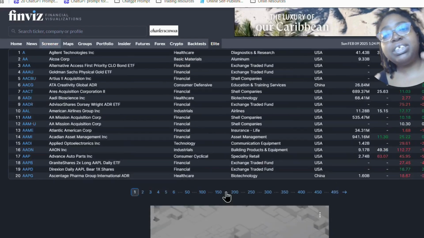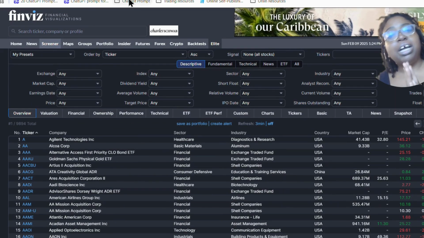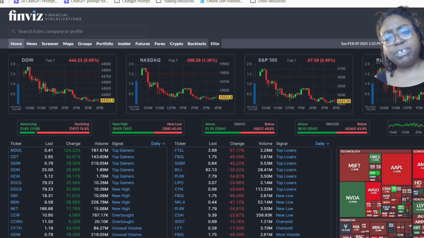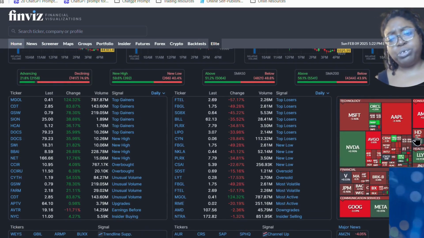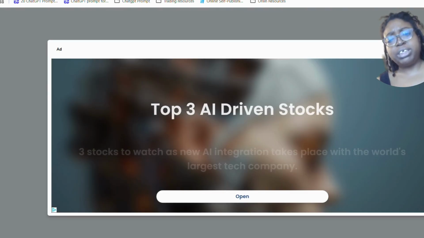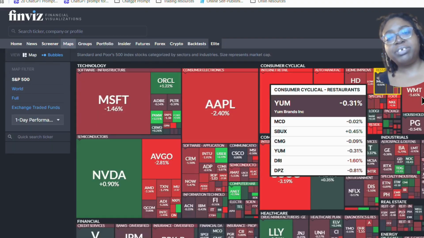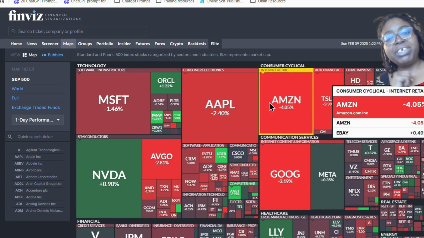So, yeah, FinViz is excellent. Again, I really like it for the heat map. They also have different bubbles for the sector, showing you comparisons of which sector is doing better than others. Also, finviz.com.